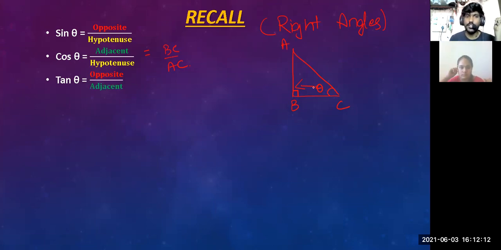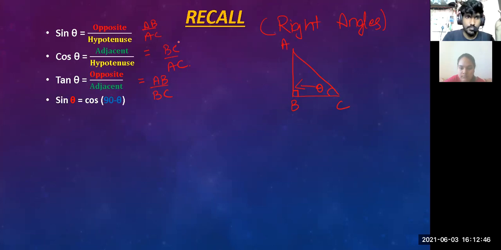So for this figure, for this theta, which is opposite and which is adjacent? AB upon AC. No, AC is the hypotenuse. Sorry. Opposite upon adjacent, so AB upon BC. Correct. So these were the three trigonometric ratios which you studied. Sine theta is opposite upon hypotenuse. Cos theta is adjacent upon hypotenuse. Tan theta is opposite upon adjacent.